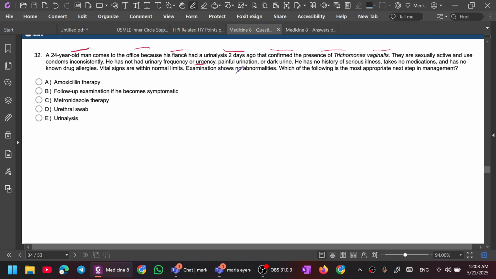He has had no urinary insufficiency, painful urination, or dark urine. He has no history of serious illness, takes no medication, has no drug allergy. Vital signs are within normal limit. Examination shows no abnormality. Which of the following is the most accurate?